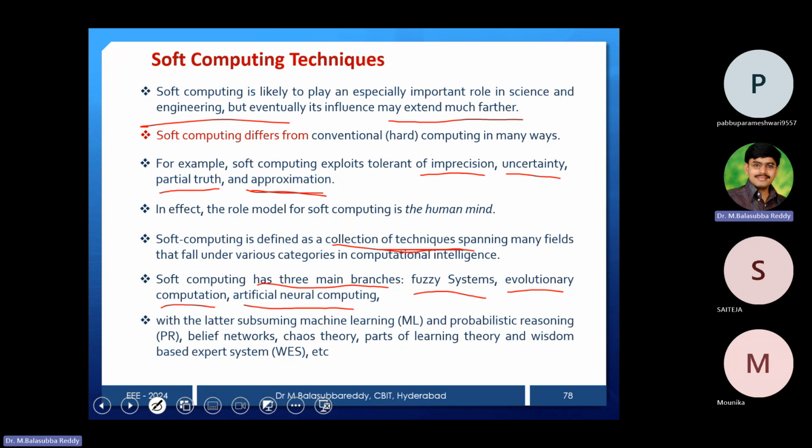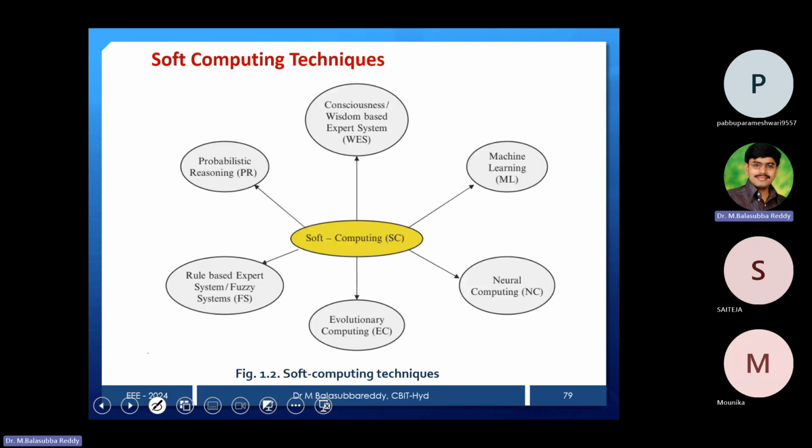Here we can easily predict, whether we want to know the forecasting, or the bills in the next year, or what the radiation is on such and such a date. All these things we can easily do in the case of machine learning, and probabilistic reasoning and belief networks, parts of learning theory, and wisdom based expert systems. So these are some of the things. Now that's what I mentioned here.